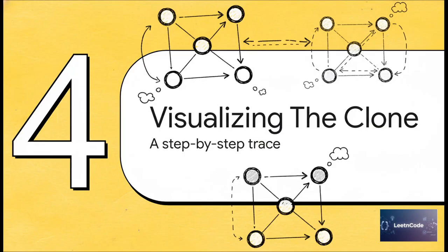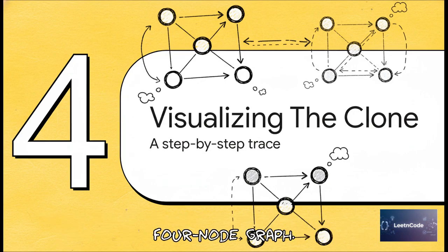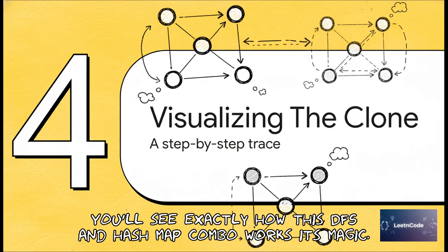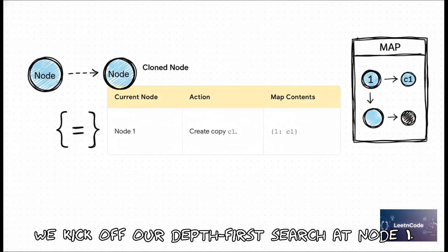Okay, enough talk. Let's actually see this thing in action. We're going to walk through our algorithm step by step as it clones a simple little 4-node graph. You'll see exactly how this DFS and hashmap combo works its magic. All right, here we go. We kick off our depth-first search at node 1.